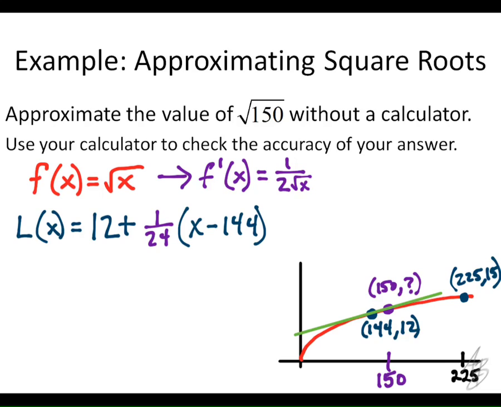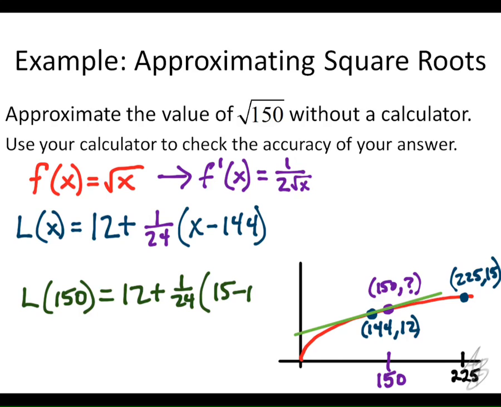Now, this actually will give us the value of any point on the green tangent line here, but I want to know specifically what the value is at 150. So what do I do to do that? Plug in 150 for x. Thank you. Plug in 150 for x. So the linearization at 150, which is going to give us approximately what the square root of 150 is, is going to be 12 plus 1 over 24 times 150 minus 144.